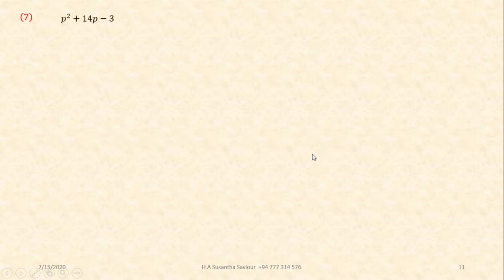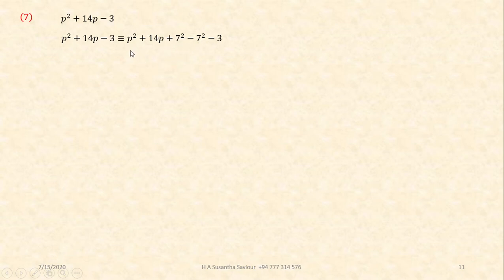Example number 7. p squared plus 14p minus 3. I hope you can do it by this time by yourself. So, what is the coefficient of the p term now? That is 14. Half of it is 7. So you square it and then subtract. See, square it and then subtract. I think you can do it all by yourself.